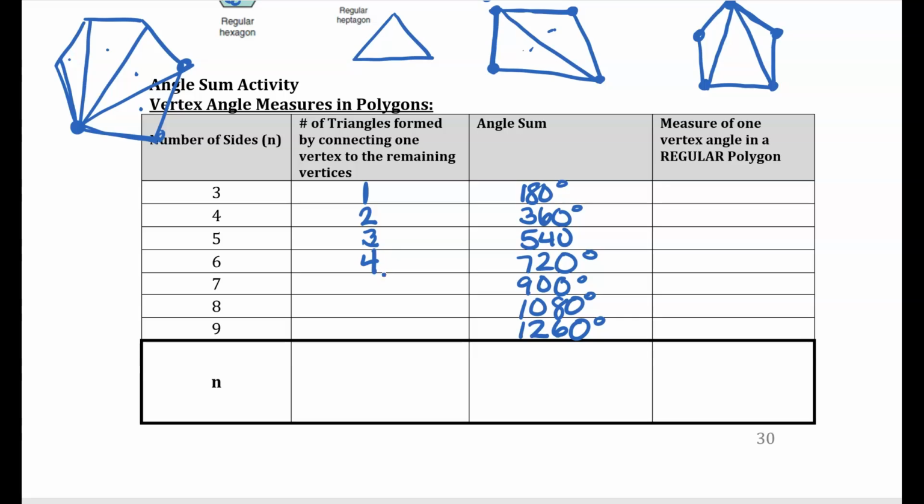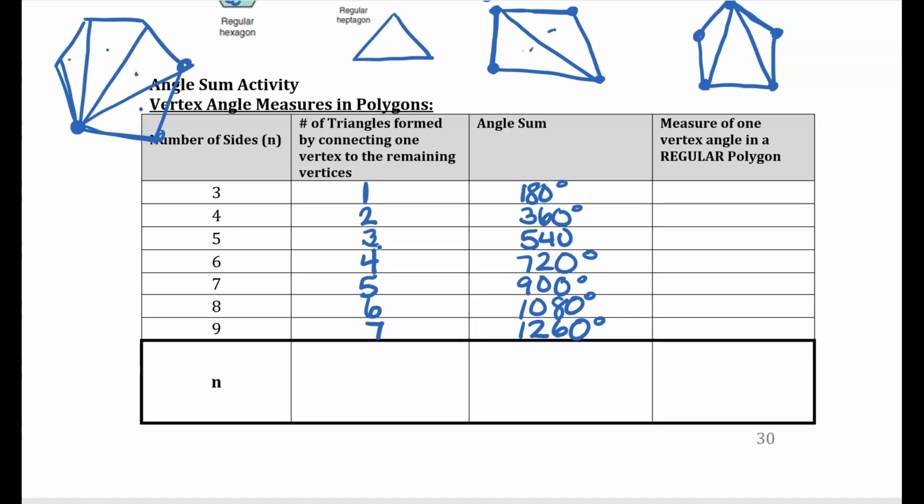And it keeps going. A seven-sided figure ends up having 5 triangles. An eight-sided figure has 6 triangles. A nine-sided figure has 7 triangles. Do you notice a relationship between the number of sides and the number of triangles? There's always 2 fewer triangles than there are sides.